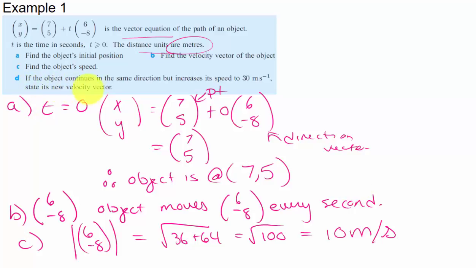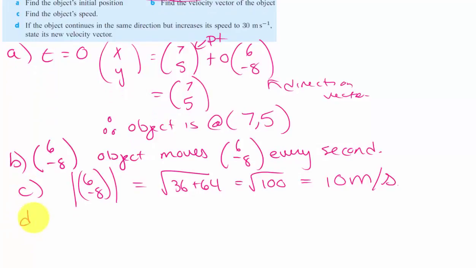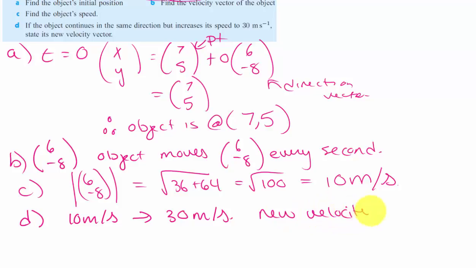If the object continues in the same direction but increases its speed to 30 meters per second, state its new velocity vector. So for D, we're saying that we have 10 meters per second and it's increasing to 30. So what's happening is it's being tripled. So the new velocity vector is going to be 3 times the original one. So it's going to be 18 and -24.